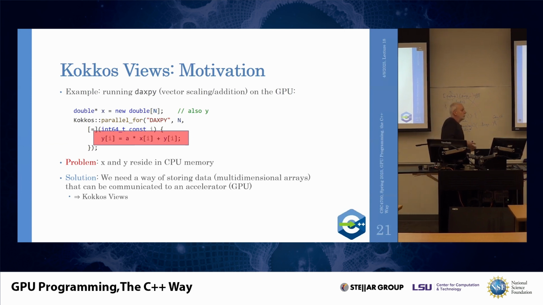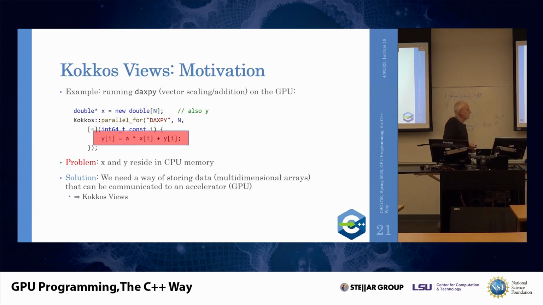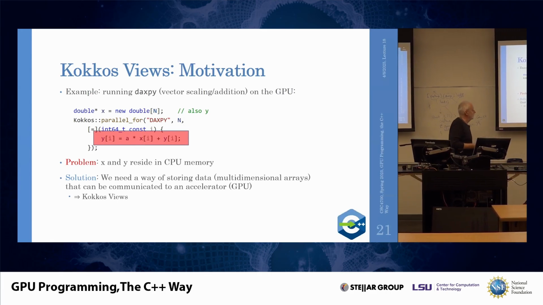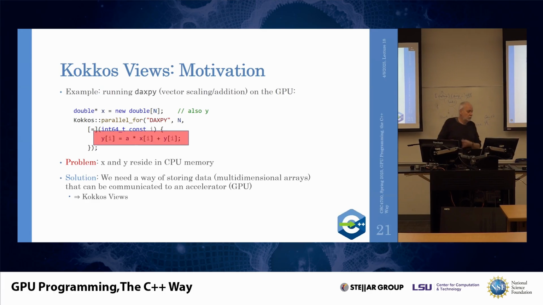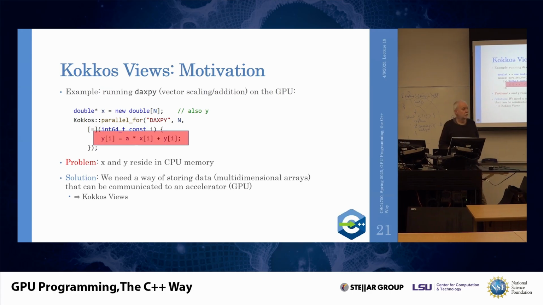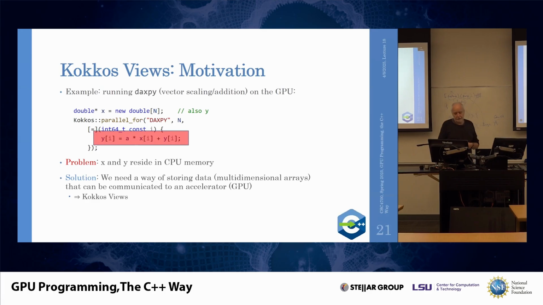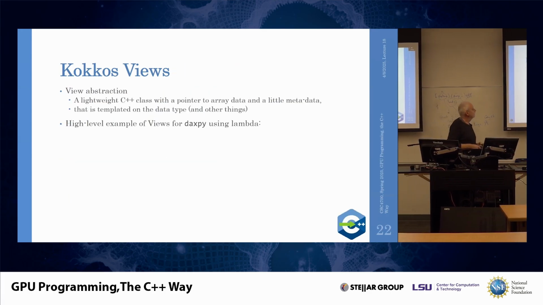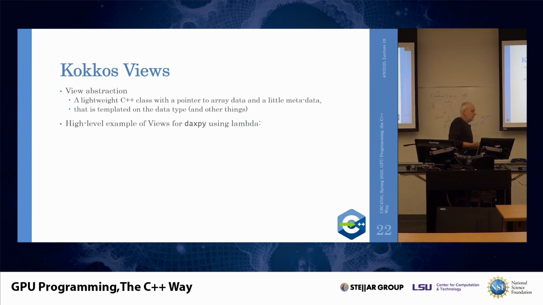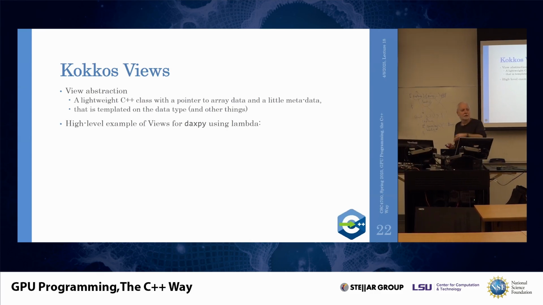We need a way to store the data of arbitrary dimensional arrays, in this case just single dimensional arrays, but the same is true for arbitrary dimensional arrays, in a way that we can communicate the data transparently to the GPU and access it from the CPU as well. And that is done using special types introduced by the library, which are called views. A view is an abstraction that is a very lightweight representation of an array. It's nothing more than a pointer and a bit of metadata.